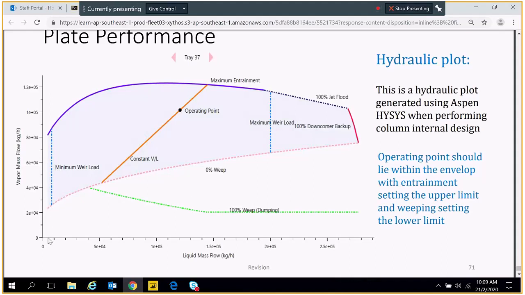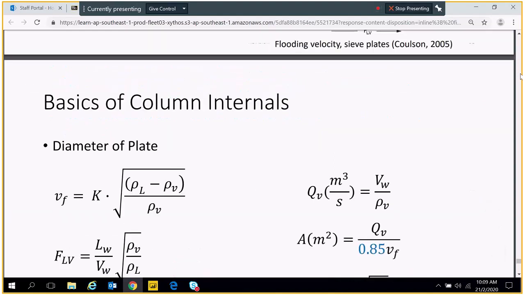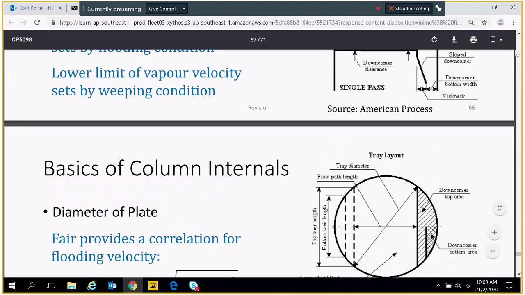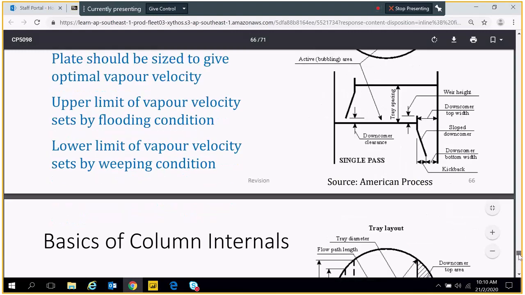This is the minimum weir load. All right, that's for low liquid flow rate. Minimum weir load. This one, maximum weir load. Beyond that, downcomer backup is like a drain pipe choke. Drain pipe choke means that the liquid keeps on rising, level keeps on rising, because there's some kind of obstruction or blockage here, and they overflow to here. So that is downcomer backup. So downcomer backup is also bad.